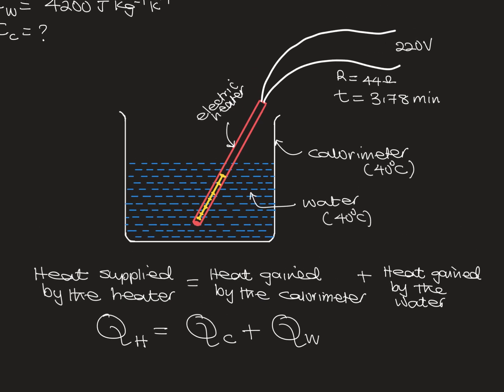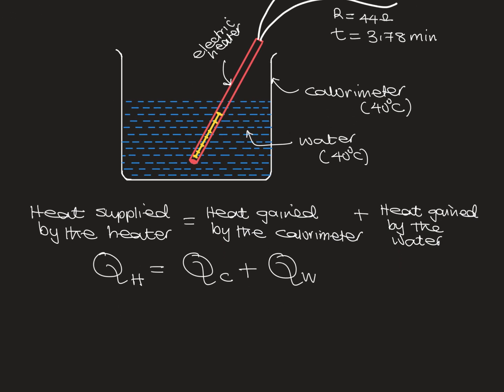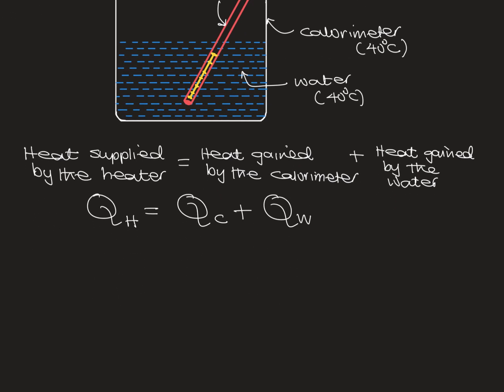How do we find the quantity of heat supplied by the heater? Since the heater uses electricity to supply heat to the water and the calorimeter, we can use the formula for the quantity of heat using voltage, resistance, and time. We know that the quantity of heat is the same as the current times the voltage times the time. So this is equal to QC plus QW. But in this problem, current is not given.